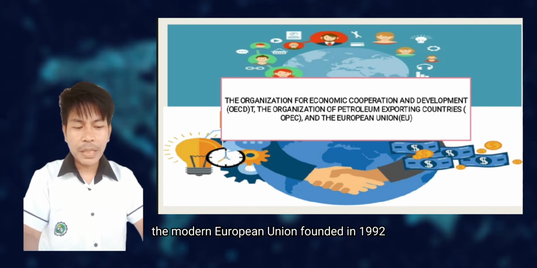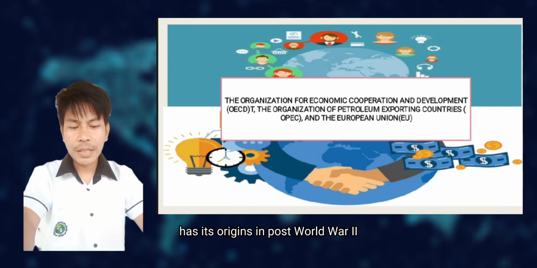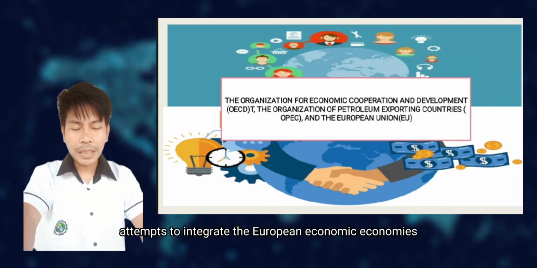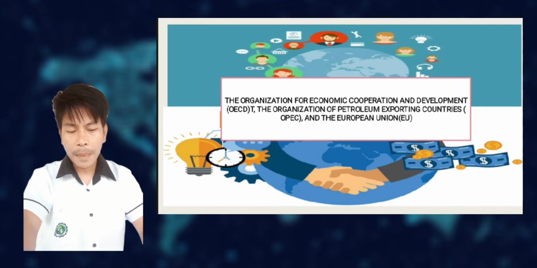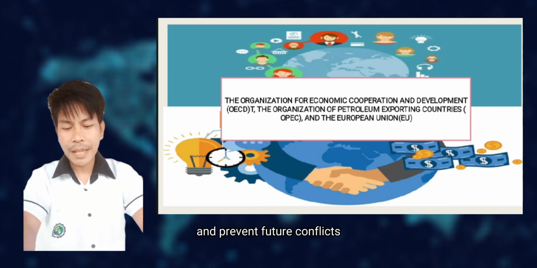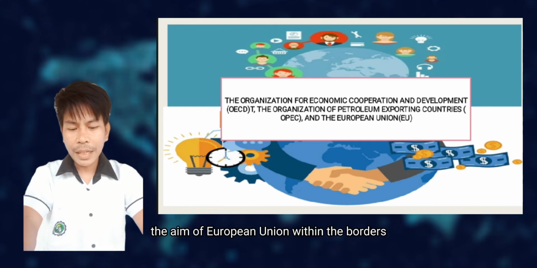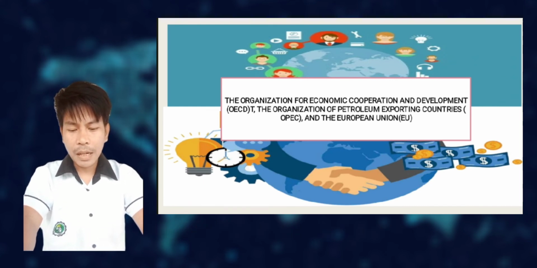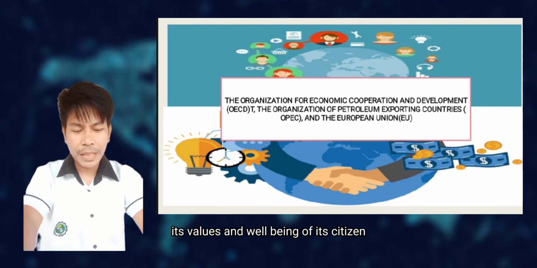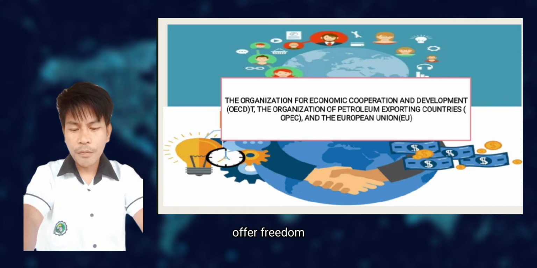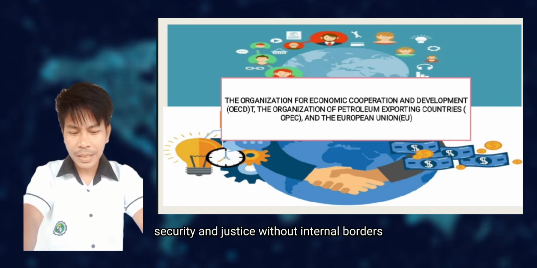The modern European Union, founded in 1992, has its origins in post-World War II attempts to integrate the European economies and prevent future conflicts. The aim of the European Union within its borders is to promote peace, its values, and the well-being of its citizens, and to offer freedom, security, and justice without internal borders.